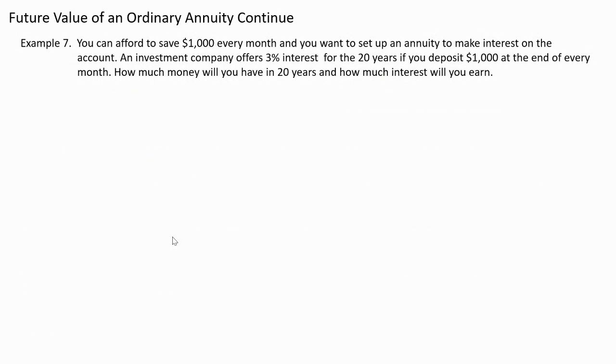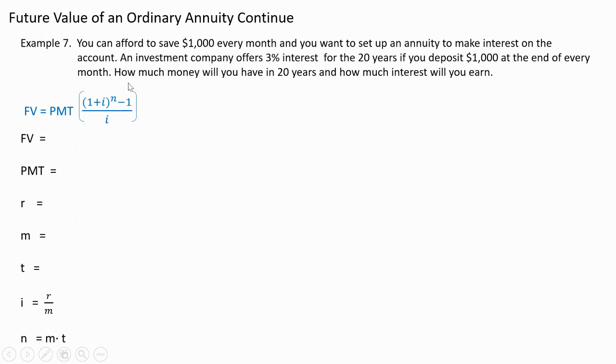Okay, say you can afford to save $1,000 every month and you want to set up an annuity to make interest on the account. An investment company offers 3% interest for 20 years if you deposit $1,000 at the end of every month. How much money will you have in 20 years and how much interest will you earn? Okay, so let's put the formula down. Let's put all the variables, right? So here, what are we looking for? We're looking for how much money will you have in 20 years. So we're looking for the future value.